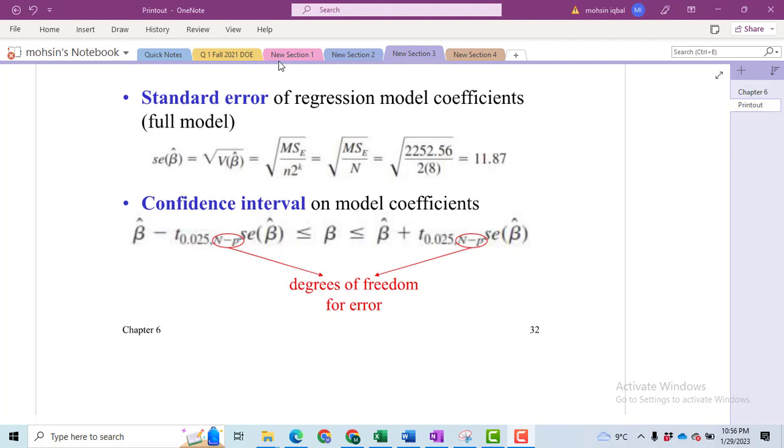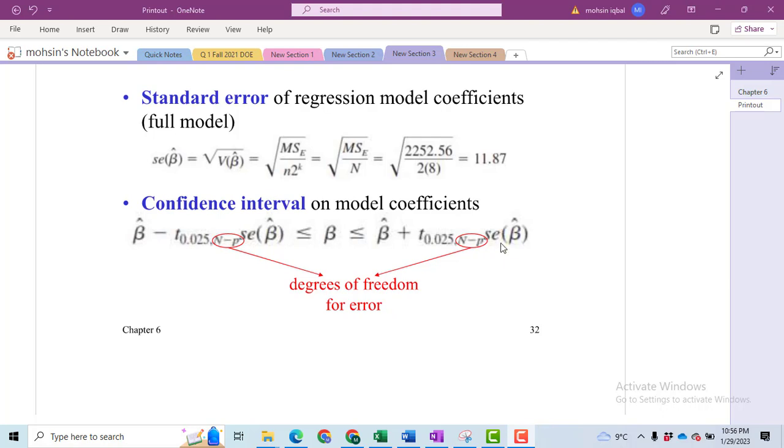Now to make the confidence interval for the regression coefficients, we need SE of the beta, the standard error of the coefficients. As we have the orthogonal model, we have the same standard error for all of the terms. It can be calculated by dividing the mean square error by the number of terms we have in the model. We have 16 terms, so I got 11.87 as the standard error.